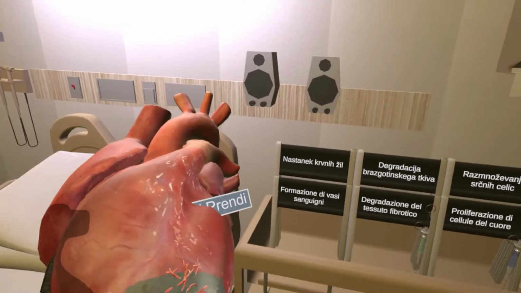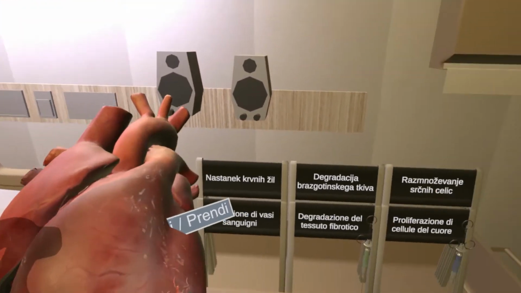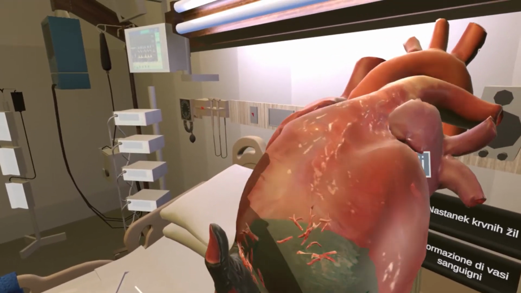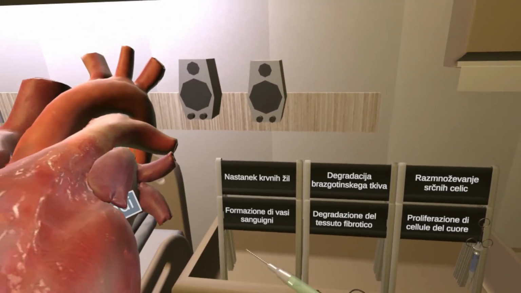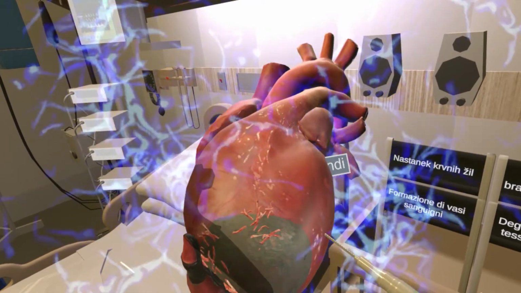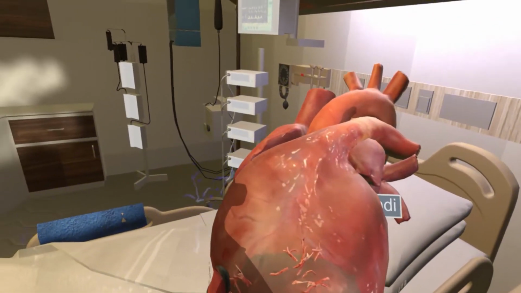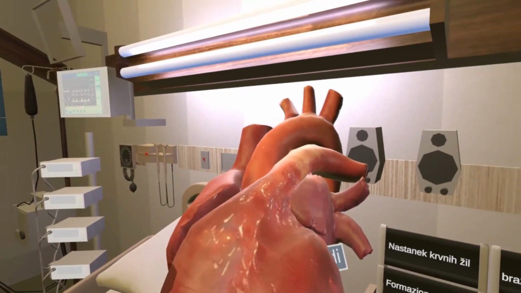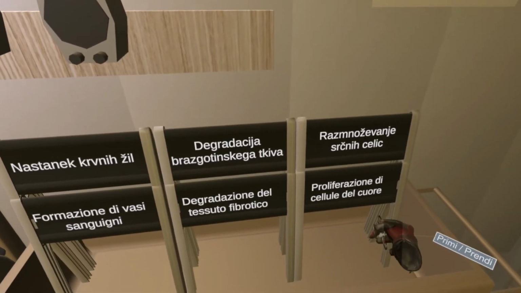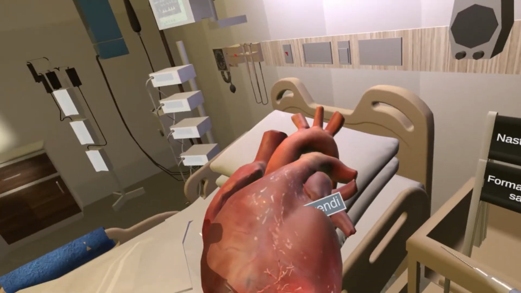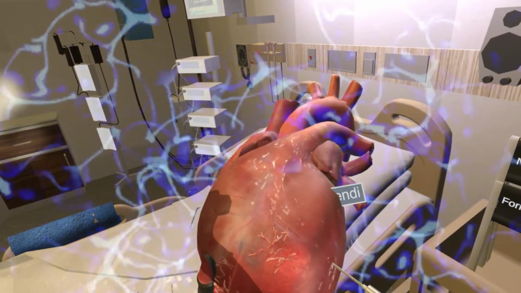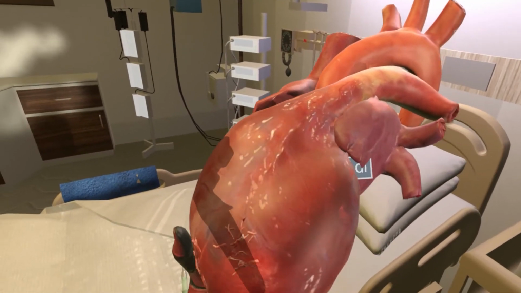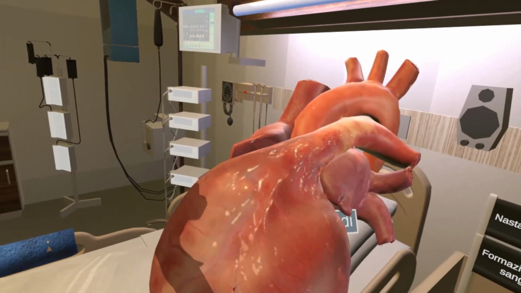This one starts to regrow the blood vessels. You see, the formation of new blood vessels is increasing, and this one will heal the fibrotic tissue. You see, fibrotic tissue is disappearing. Now we just have to restore the proper heart cell count. The visible effect of this is the heart beating faster, well, normal, again.